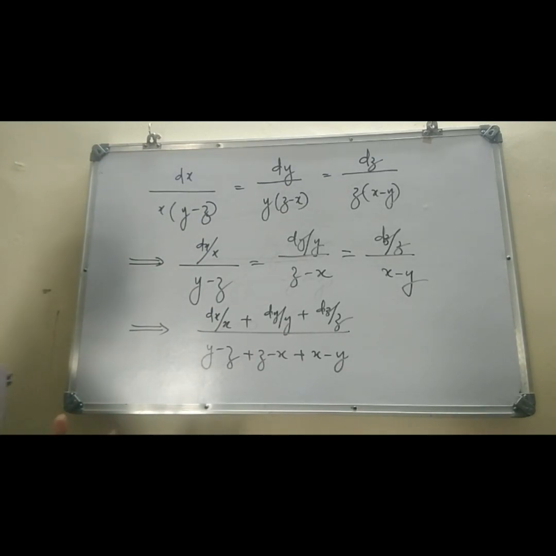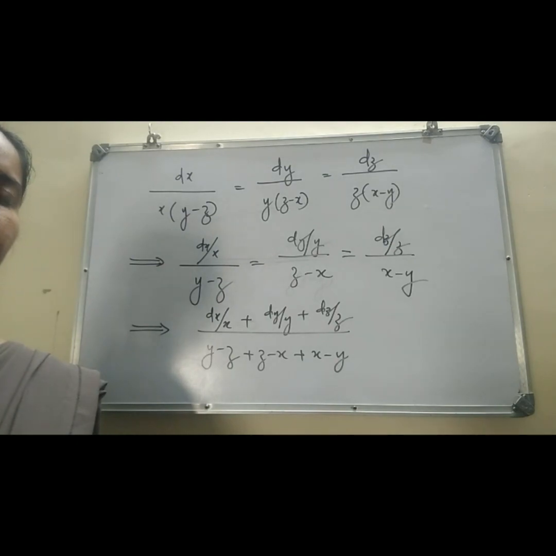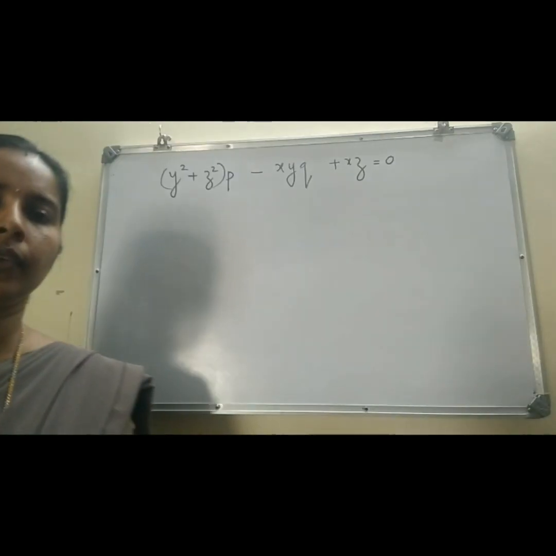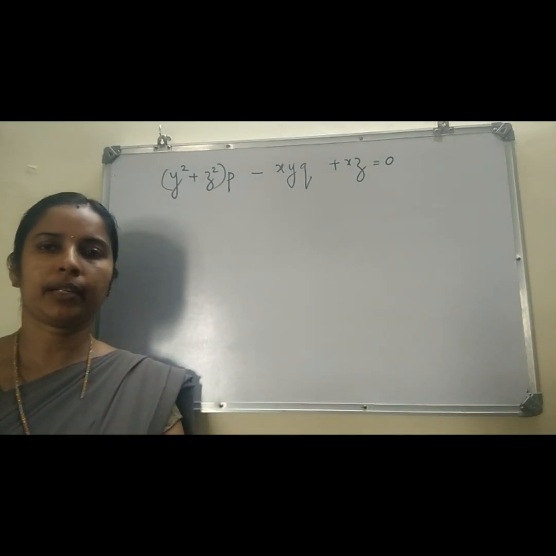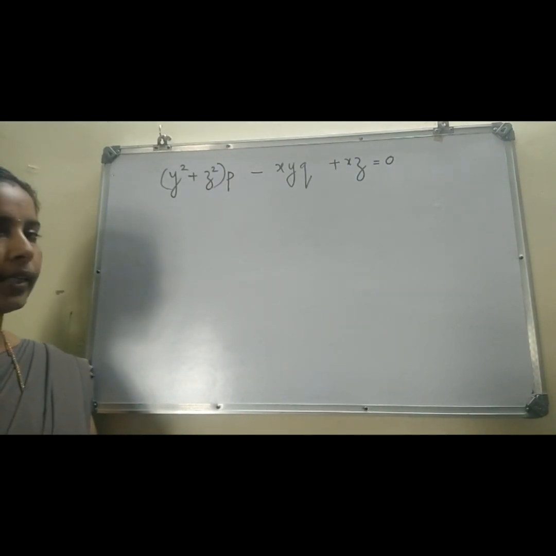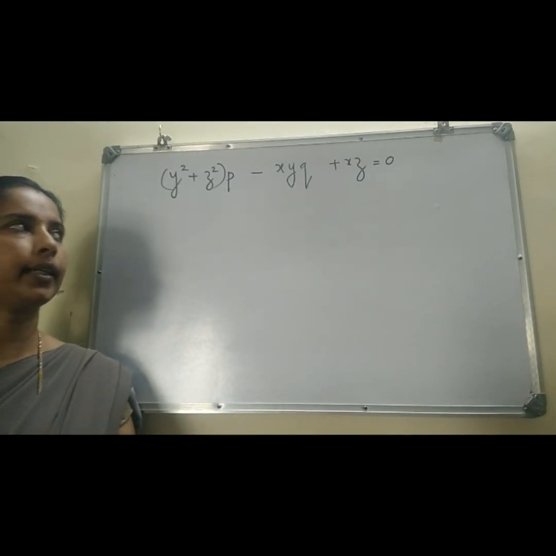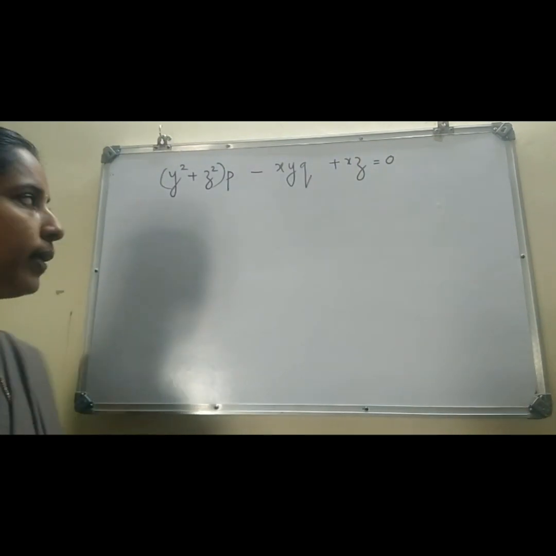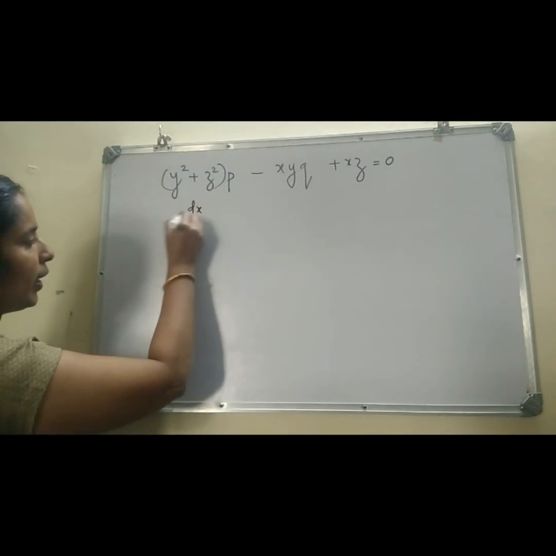Here also we applied the method of multiplier technique in an indirect way. Next, let me consider an example in which both methods can be applied. See the question: y square plus z square into p minus xy into q plus xz equal to 0. So its auxiliary equations are dx by P.